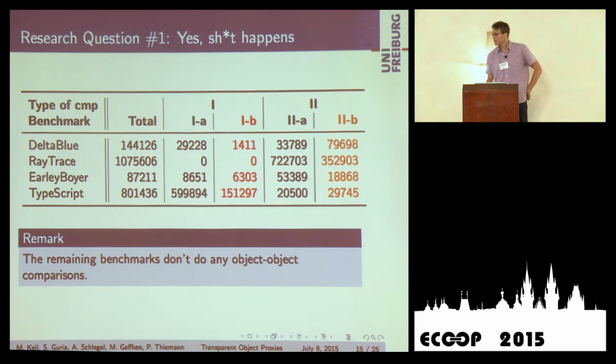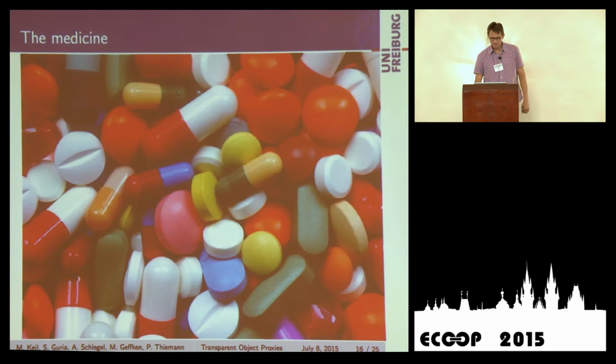Now you may wonder about the remaining 20-something programs in the Octane benchmarks. I should have edited it. They don't do object-object comparisons that can be affected by proxies. They may do naked object compared to naked object, but we don't count that. We have the numbers, but I don't have them in this table. But they don't do any dangerous things. So it sometimes happens, but it does indeed happen.